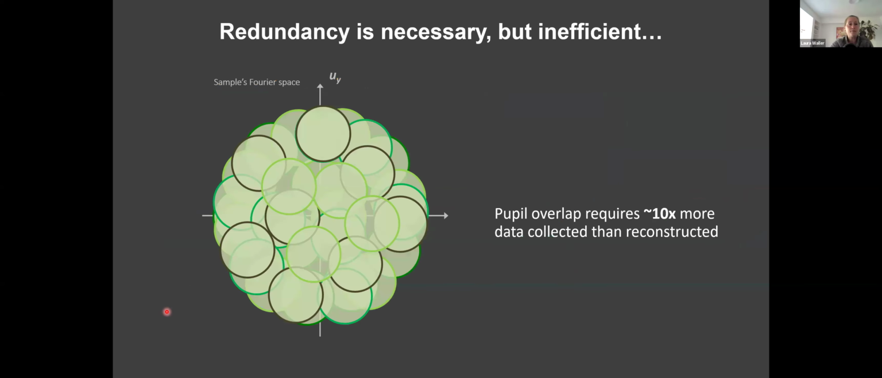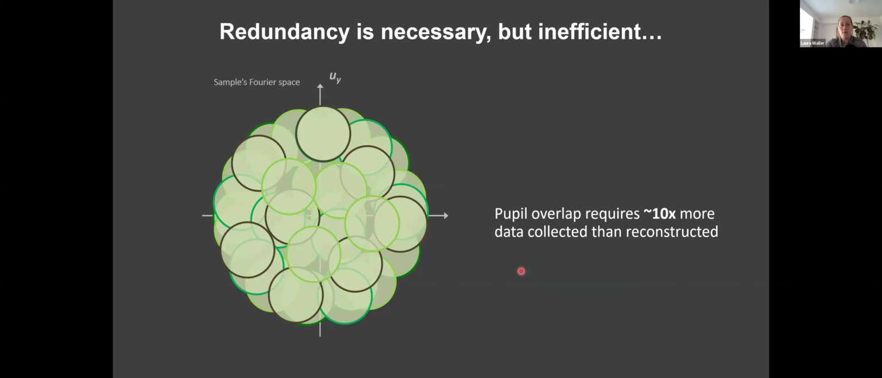So our solution to that was to look at this pupil overlap. Every time we turn on an LED, it collects one of these green circles. And the green circles overlap by a lot. And I said we need that to get the phase retrieval to work. So you can't simply pull the circles further apart and take less data, but it amounts to collecting 10 times more data than we actually reconstructed. So I said we can get to gigapixel scale reconstructions, but then we're collecting 10 gigapixel scale data sets to get there. And that just seems inefficient. So we wanted to get rid of that.